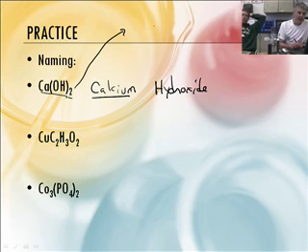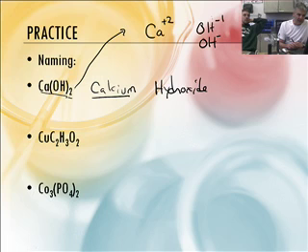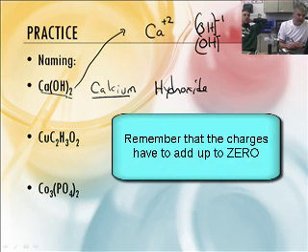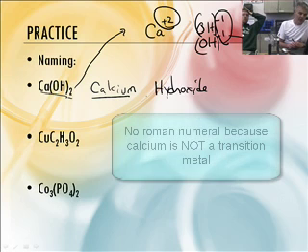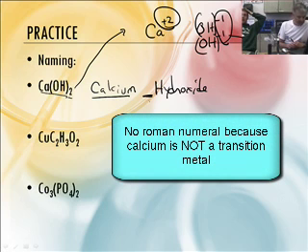Actually, if you want to break that out, calcium, if you look on the periodic table, has a charge of 2, and each hydroxide, if you recall, was -1. Add those up: -1 plus -1 is -2, and +2 adds up to 0. So that's why it's CaOH2. But we don't put a Roman numeral here because calcium is not a transition metal.